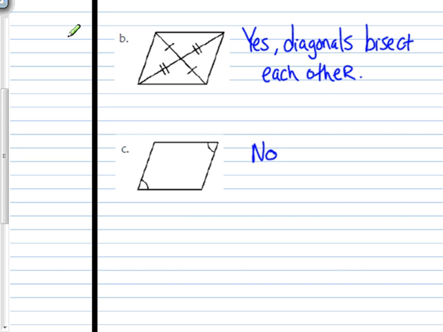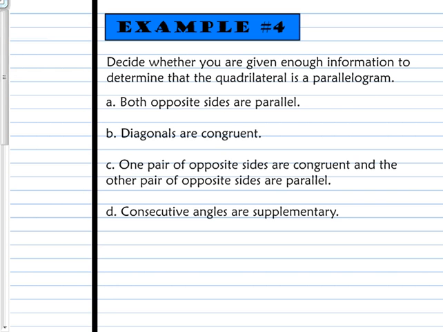Okay, letter B is yes, because the diagonals bisect each other. They cut each other in half. And then letter C is no. There's not enough information. All we know there is that there's one pair of opposite angles that are congruent. We would have to have both pairs. Okay, so let's go on to the next problem.